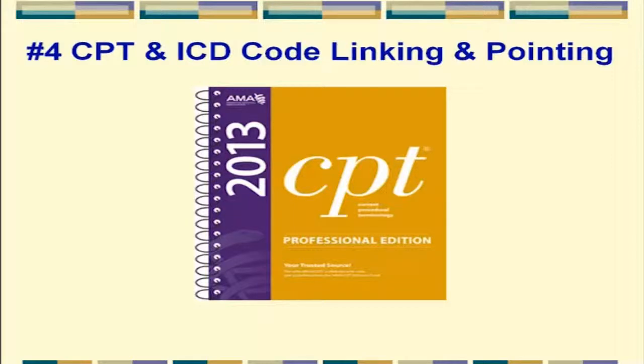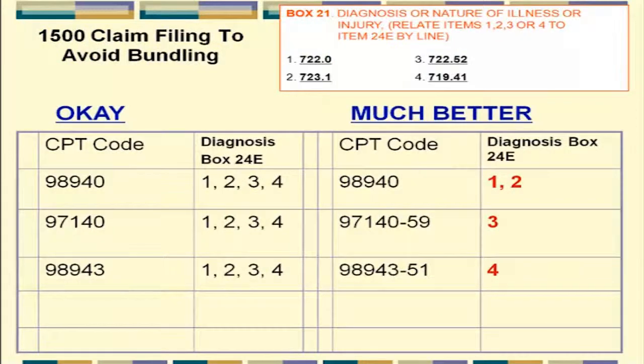Let's go to step 4, CPT diagnosis code linking and pointing. So you see here at the top we have box 21 that has 4 diagnosis codes. And now we are performing certain procedures. So my recommendation is you point to the diagnosis codes that you're performing the procedure on. On the right side you see the 98940. That's going to diagnosis codes 1 and 2 to the neck. 97140 to the lower back. That's a 722.52. And 98943 is pointing to the shoulder pain, 719.41.